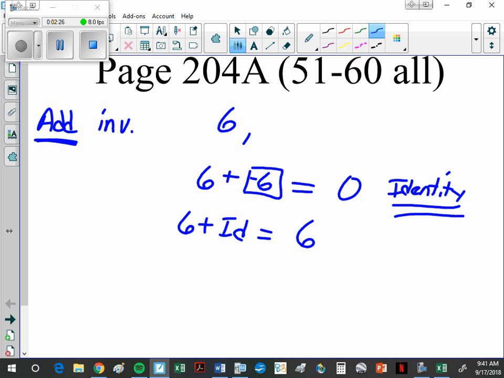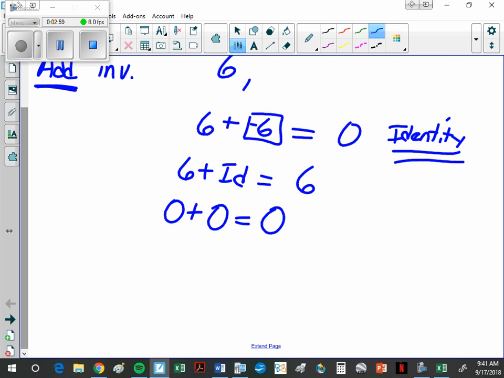So if I take the identity 0 and I add it to itself, I get itself, which is 0. So the identity essentially doesn't do anything with respect to addition. And any element combined with its inverse is the identity. Anything plus the identity is equal to itself, and the identity is its own inverse. It's the only number you can add to itself and get the identity. What if we switch to multiplication?